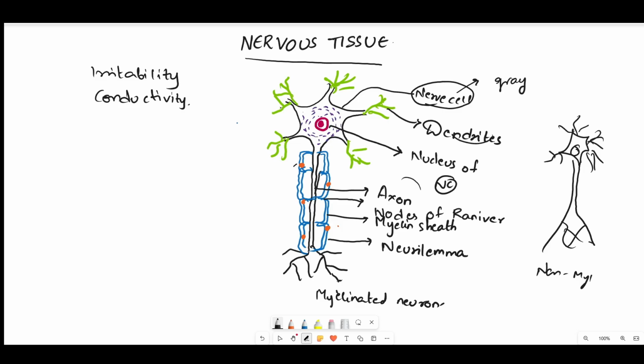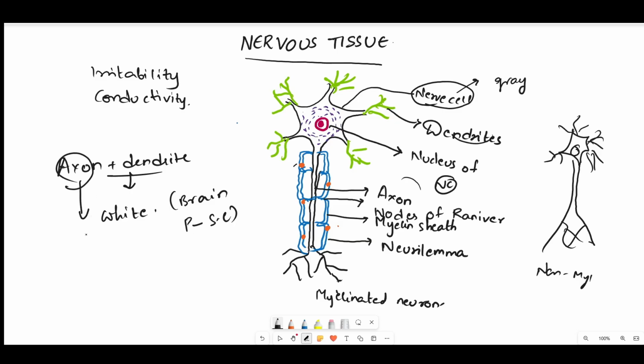The axon, and also the dendrite, are useful for forming the white matter of the nervous system. So they are found deep in the brain. They are present in the brain, and also in the periphery of the spinal cord. And this axon consists of a few elements in it. The first one is the axolemma.